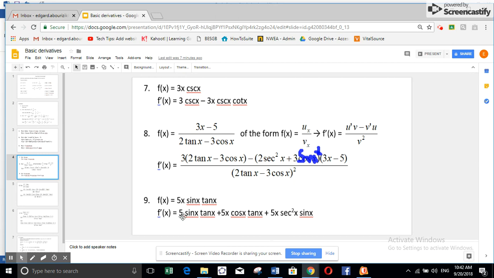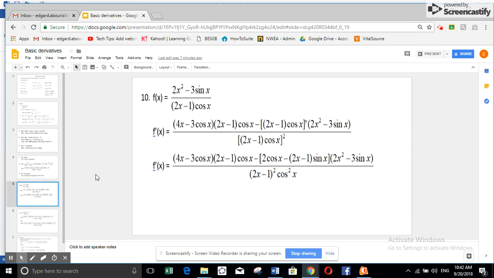Derivative of 5x is 5 times sine tangent. Now the term is for sine. It will be cosine. Remains 5x tangent x. The last one is secant square x. You have 5x sine x, like u times v, u prime v plus v prime u. So here you have u v w, so u prime v w plus v prime u times w plus w prime times u times v.